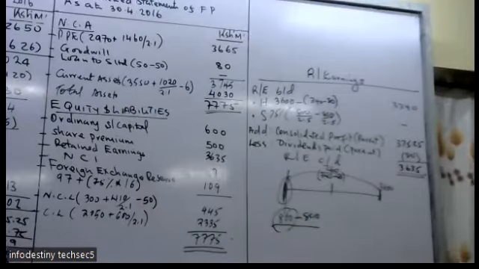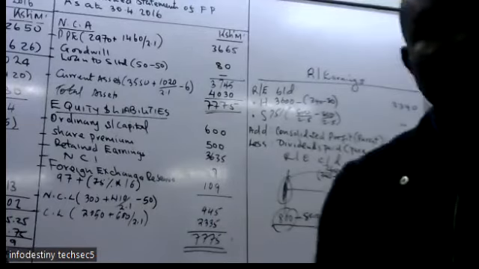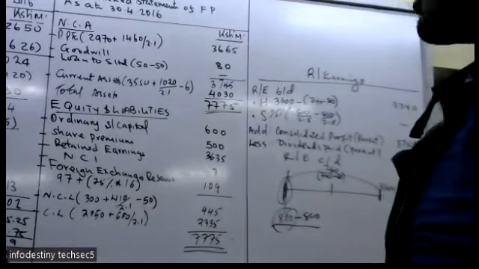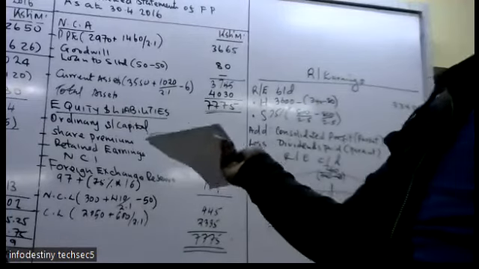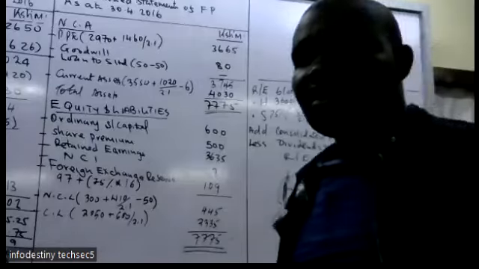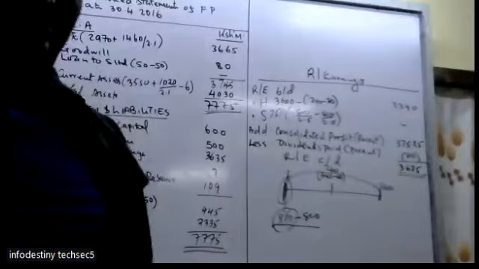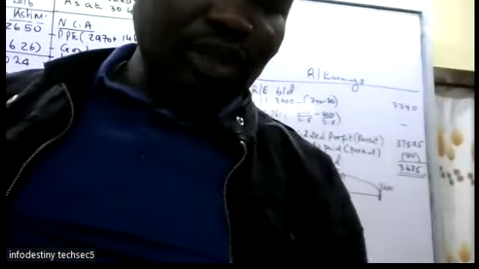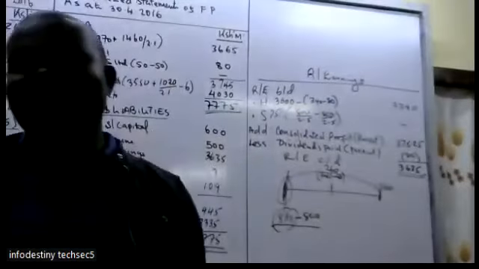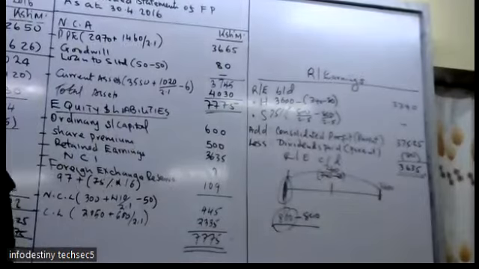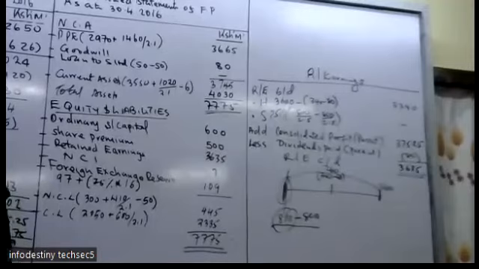When you fixed your NCI, what did you get? 150. Now online, what are you getting? You should be having a value more than 150. 151, 150, which is which?